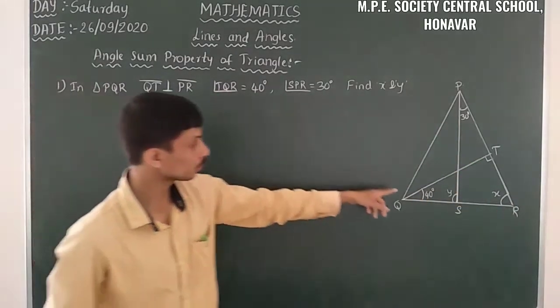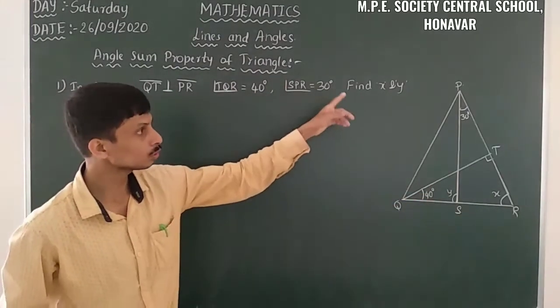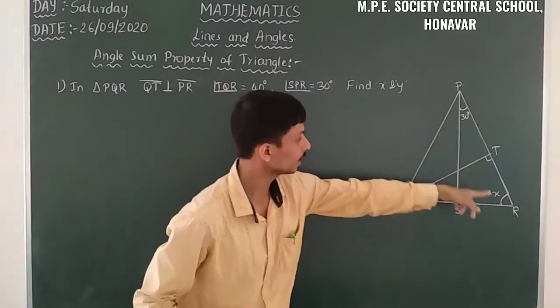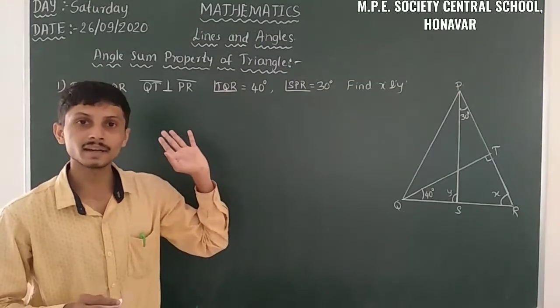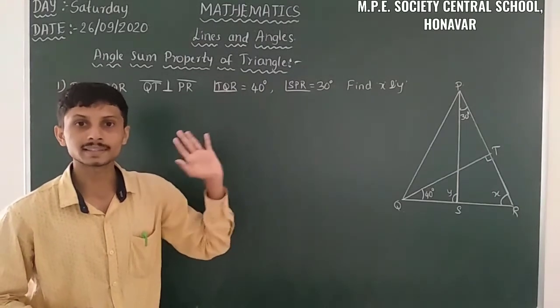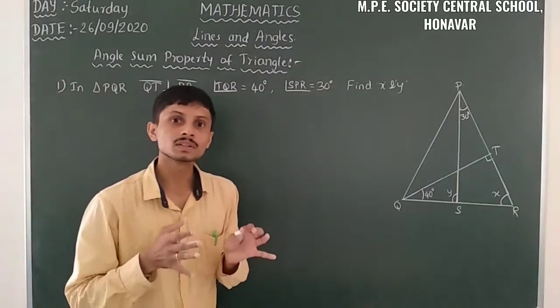Angle TQR is equal to 40 degrees, it is given, and angle SPR is equal to 30 degrees, it is given. So find X and Y. So we have to find out X and Y here. So how can we find that? With the help of the given things.